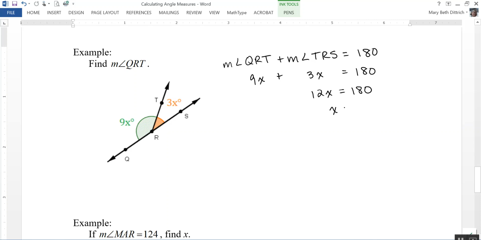Dividing both sides by 12, x is equal to 15, but I'm not done. This isn't like algebra where we just stop when we find x. We have to plug it back in. So the measure of angle QRT is 9x. So the measure of QRT, which is what I have to find, is 9 times 15, which is 135. So angle QRT is 135 degrees.